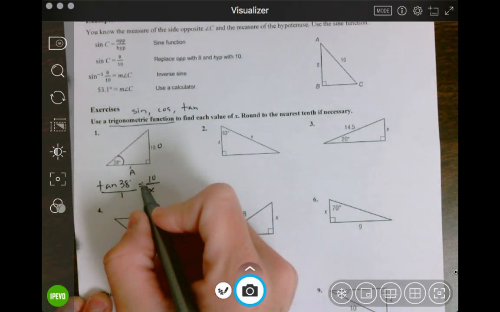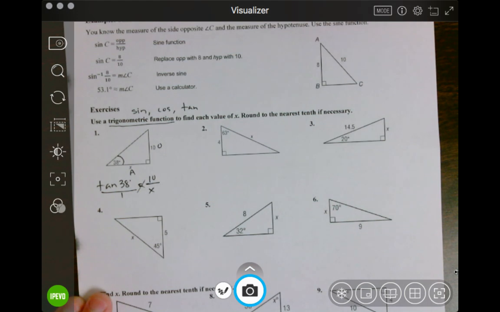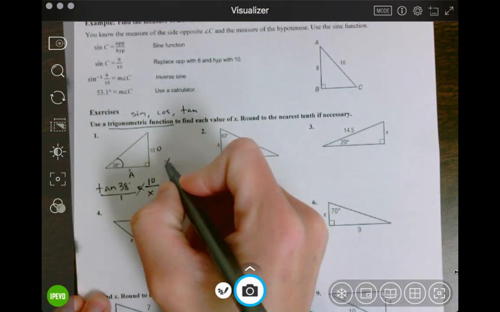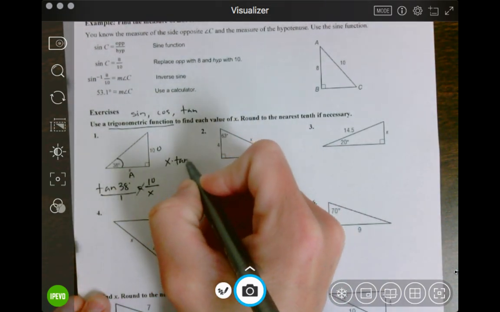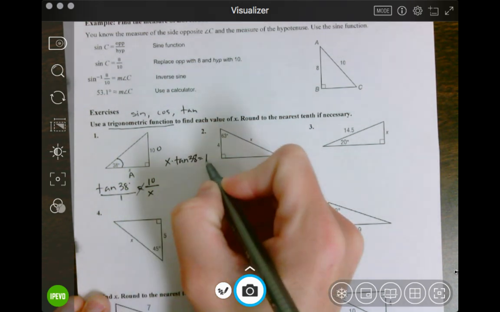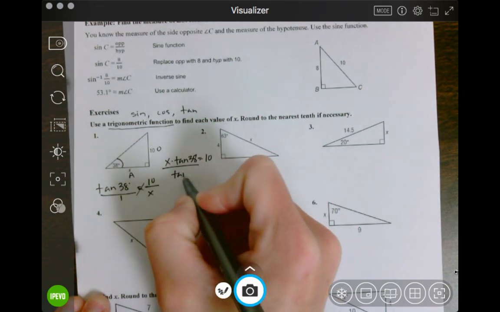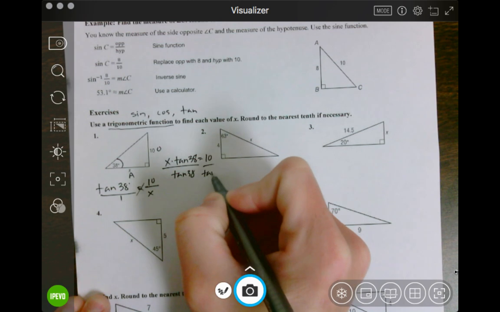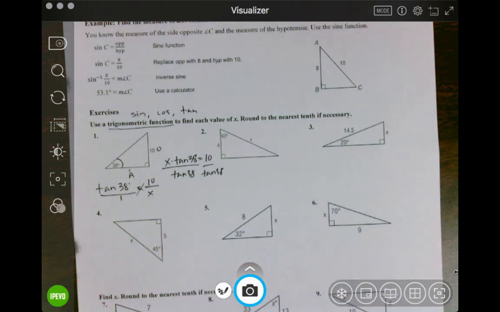Now, I like to cross multiply. Okay, so we have x times tangent of 38 equals 10, and then to solve for x, we have to divide by tangent of 38. So that's what's getting plugged into your calculator.